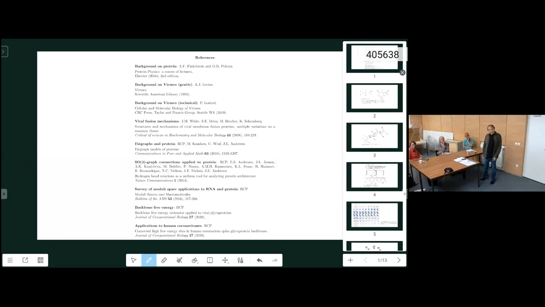The second is a background on viruses, and it's a gentle introduction, not very technical. You don't need to know much biology to read it. It's by Levine, the Scientific American Library monograph. And the third one, this background on viruses by Phoebe Lostro, is a beautiful book, but it's much more technical, and you really need to know some background biology in order to pursue it. But it's a great book. I recommend all three of those quite highly.